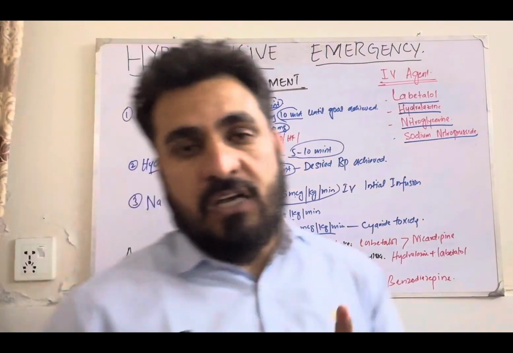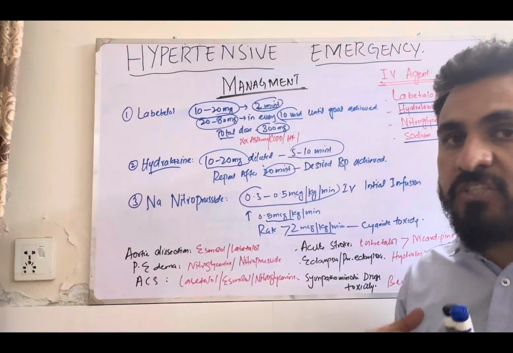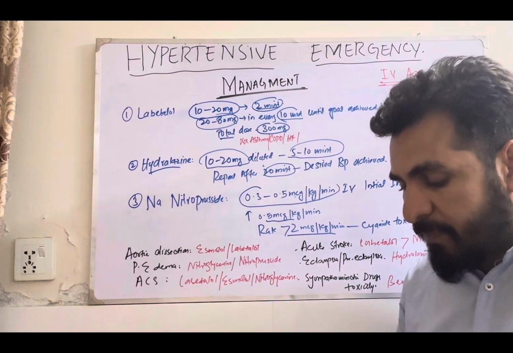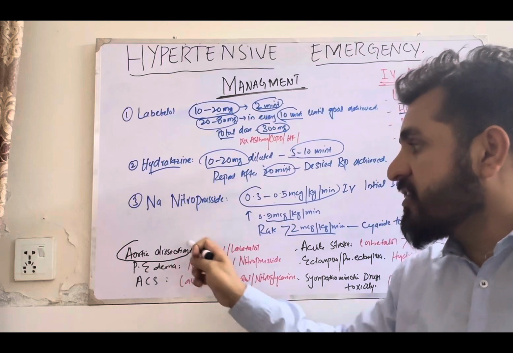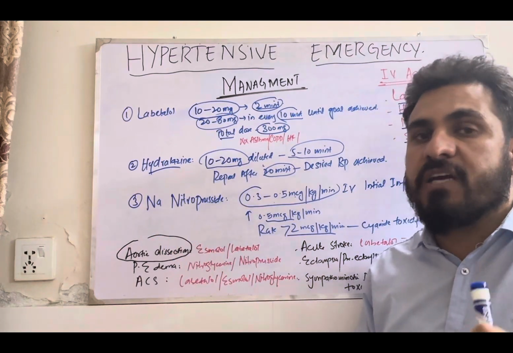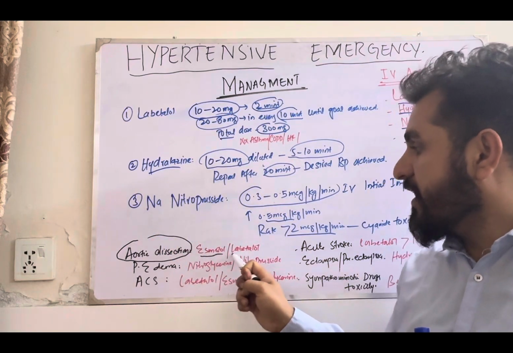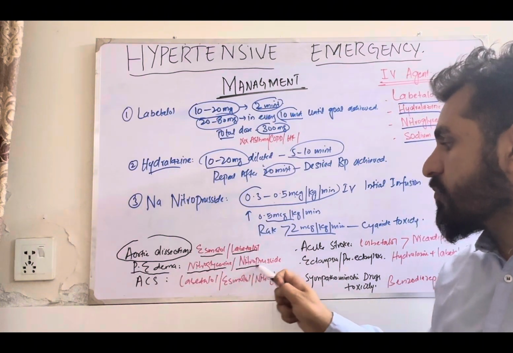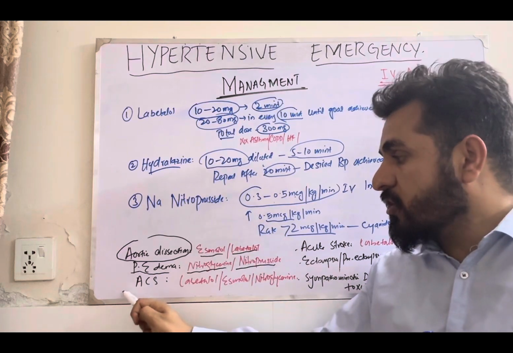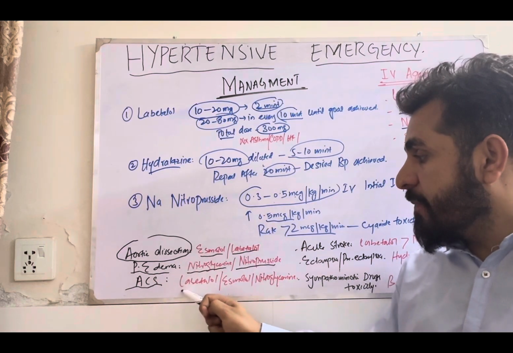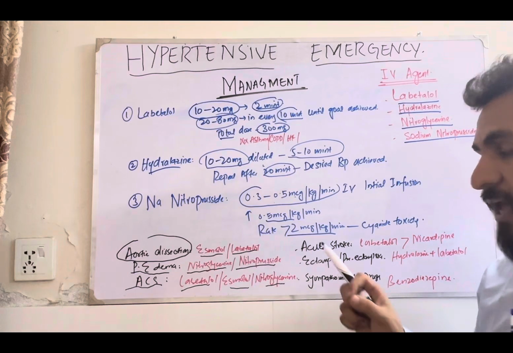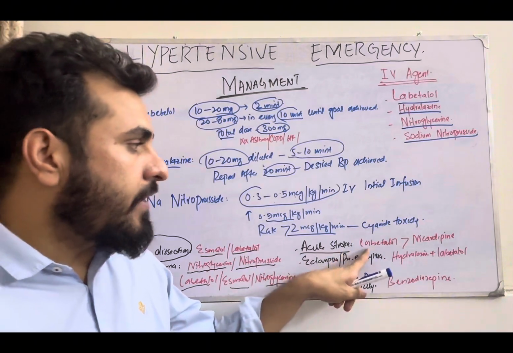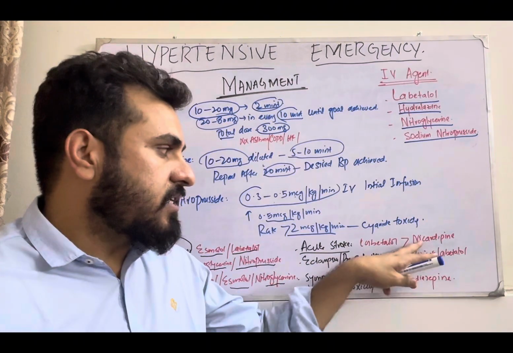Now I will discuss a few important conditions in which the choice of antihypertensive agent matters. If the patient has aortic dissection, we need a greater and more effective reduction in blood pressure, so we give esmolol and labetalol. If the patient has pulmonary edema, we can give nitroglycerin and nitroprusside. If the patient has acute coronary syndrome, we give labetalol, esmolol, and nitroglycerin. If the patient has acute stroke, it is better to give labetalol or nicardipine, which is a calcium channel blocker.